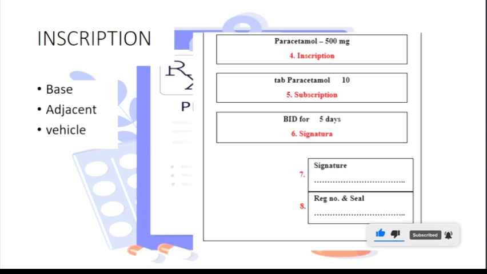In olden days, the inscription was very important, because it consisted of three parts: base, adjuvant, and vehicle. The base is the basic medicament which should be present in the medicine, the adjuvant is any ingredient that should be added, and the vehicle is to make up the volume. This is what was done in olden days. If you watch olden-day movies, you can see the doctors take a powder, mix it with other powders, fold it in a paper, and give it to the patient.